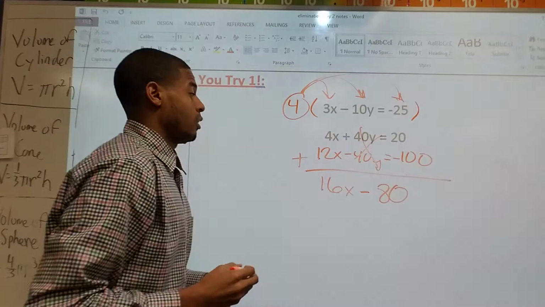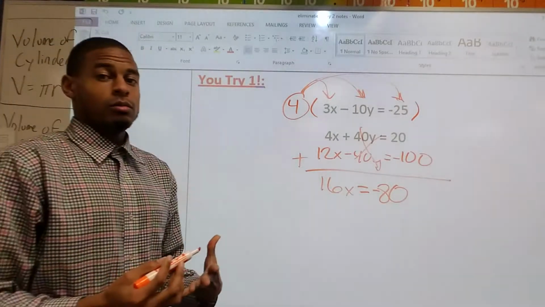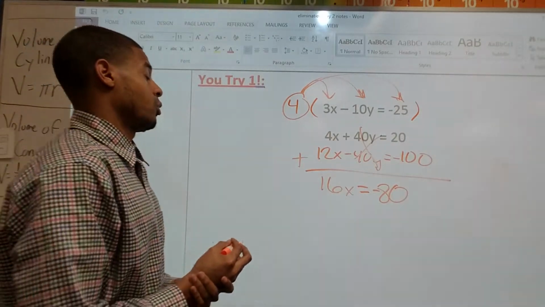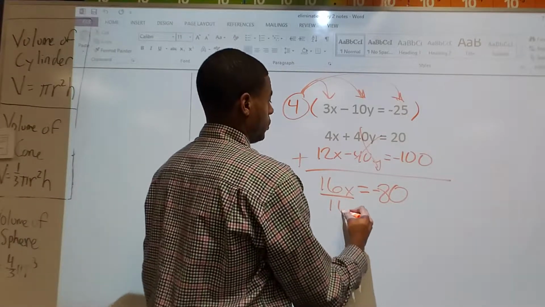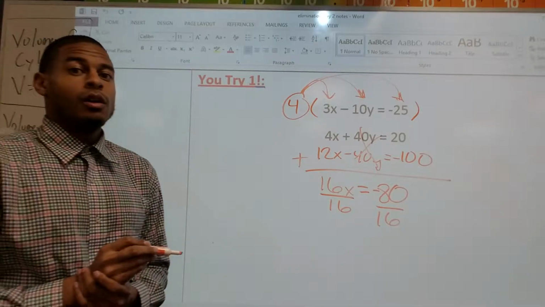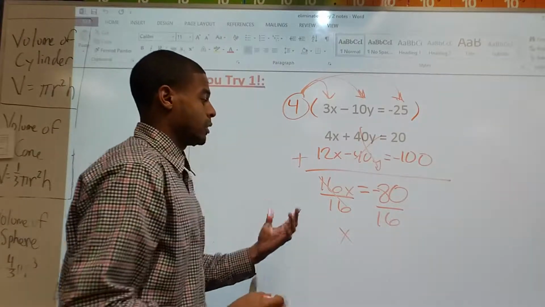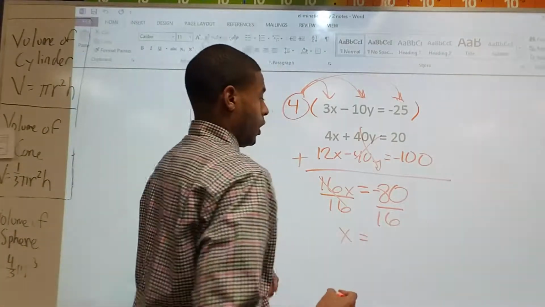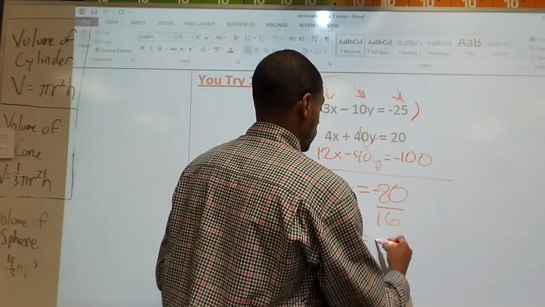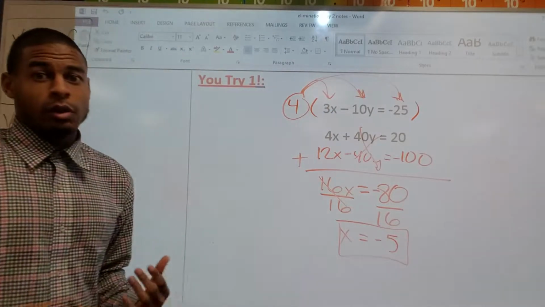Now we have a simple equation we can solve for x. To get x by itself, I'm going to divide by 16. 16x divided by 16 leaves x by itself, and negative 80 divided by 16 is going to equal negative 5. I found my x is negative 5.